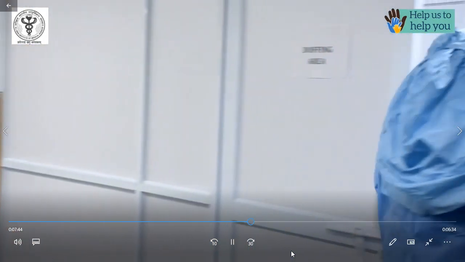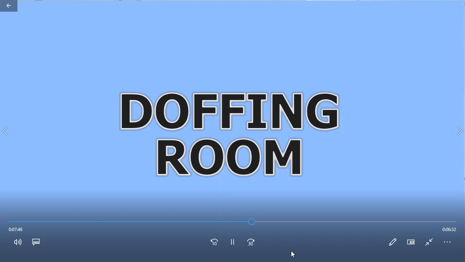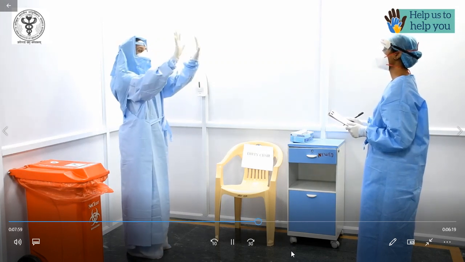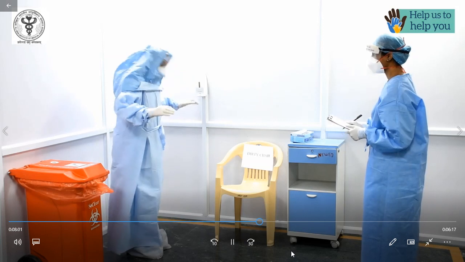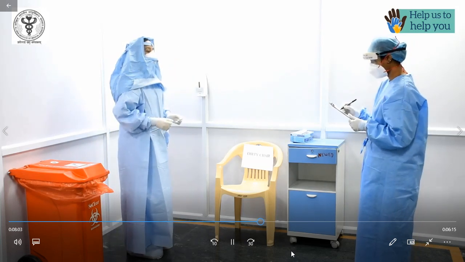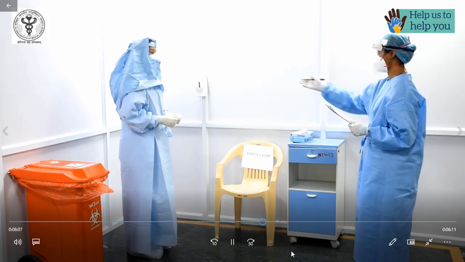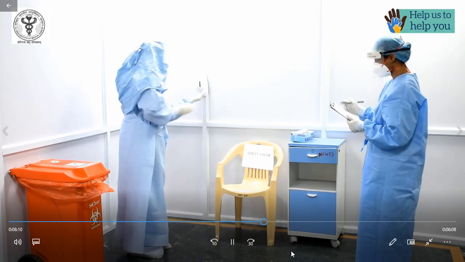You are in a designated doffing area. The doffing room should have a chair, biomedical waste bin, an automatic hand rub dispenser. First, engage the infection control nurse to instruct the doffing process and check for tear and exposed body parts in PPE. Now disinfect the outer gloves using an alcohol-based hand rub.